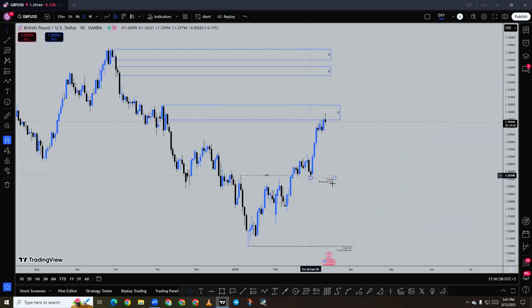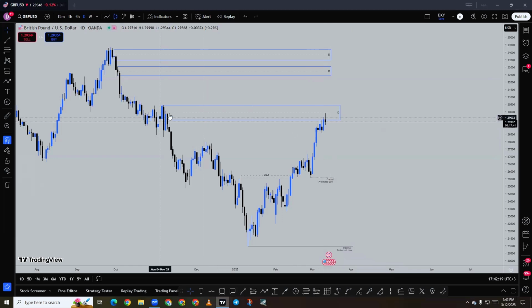And so far, this is what we are having. We broke structure to the upside. I was expecting that pull back from here, but as you can see, we got that injection of bullish momentum, and this is where we are. So the market has tapped into this nice daily supply zone.